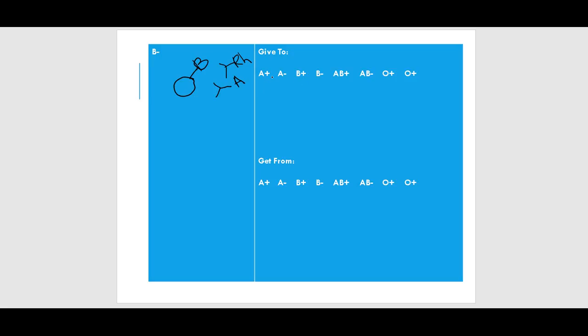Okay, so let's look at A positive. A positive blood has A antigens and it has Rh antigens, and the blood has antibodies against B. So if we put this red blood cell right here into this blood, this B antibody would find its B antigen and would clump. So we can't do A positive. Same thing with A negative.